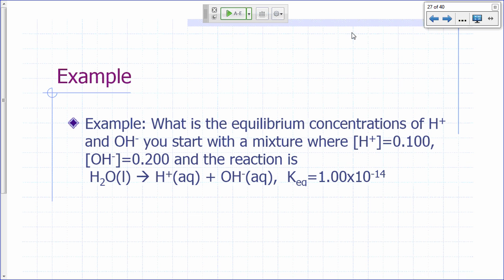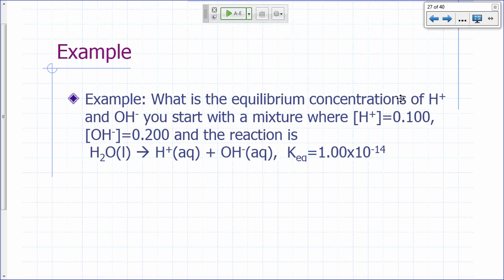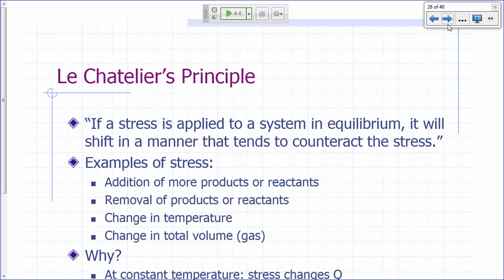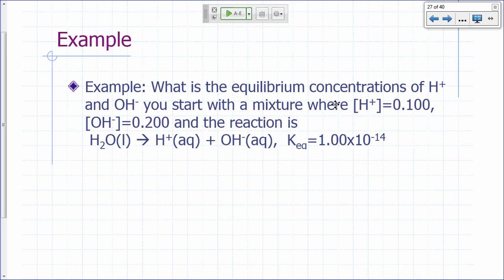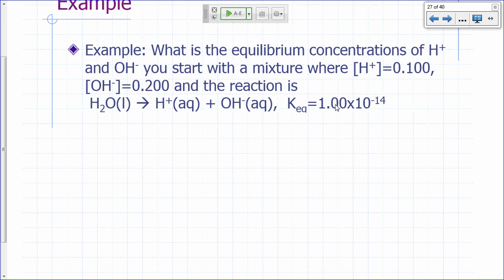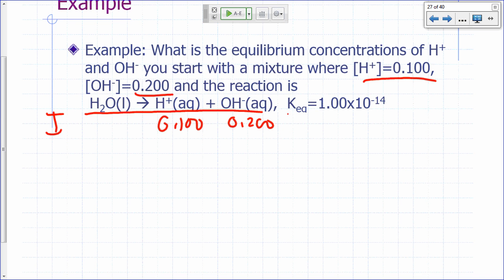This might be a good time to stop. Let's see. Let's do one more. Okay. Let's see what else. Oh, yeah. This would be one. Let's do one more. What would be the equilibrium concentration of H plus and hydroxide if you start with a mixture where H plus is 0.1 and OH is 0.2? Okay? So initially you have 0.1 for H plus and 0.200 moles per liter for hydroxide. And the KEQ for this reaction is 1 times 10 to the negative 14.